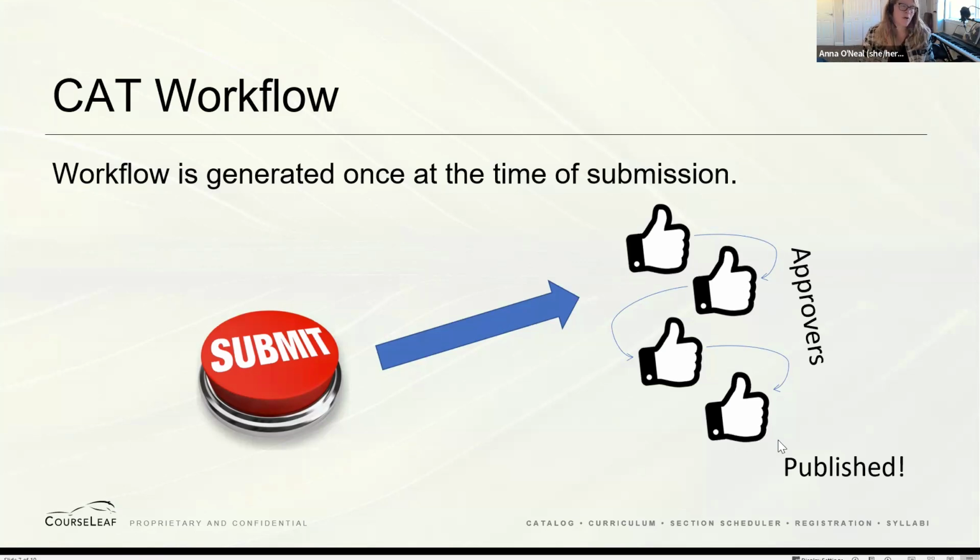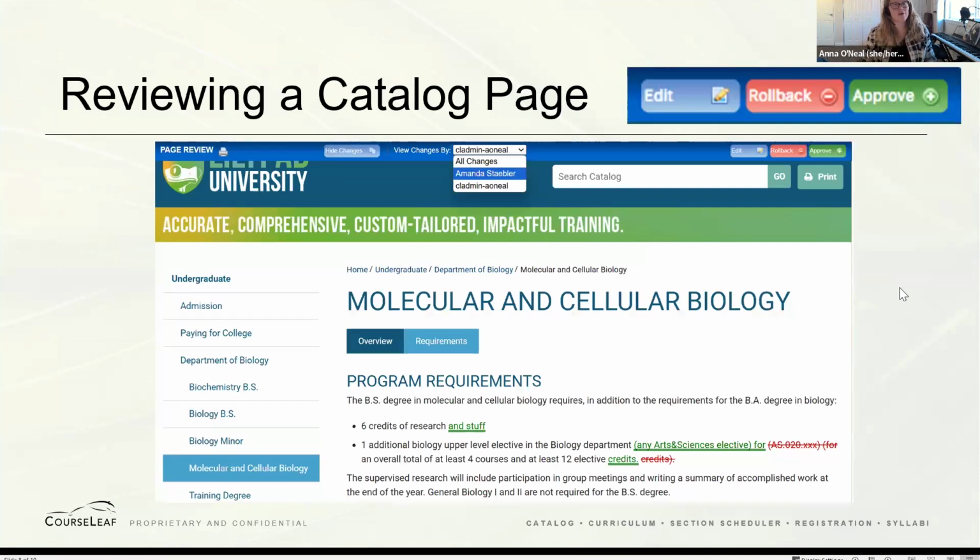It's not going to be able to skip over anybody in this approval path. It just goes straight through the approval path. So if you wanted to skip over somebody, that's going to be a question for Jen. A site admin will have to take a look at that.